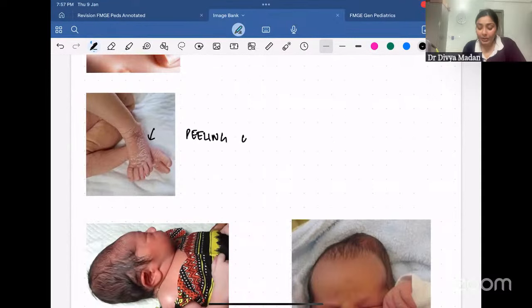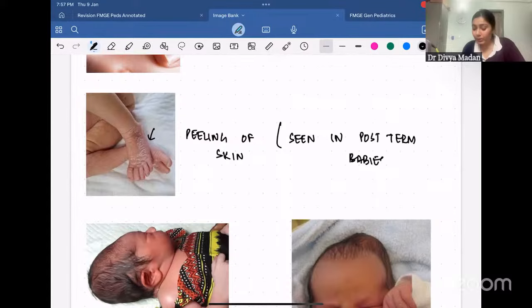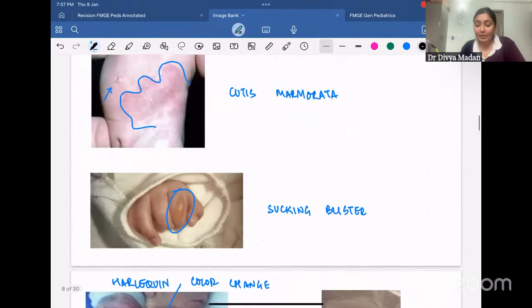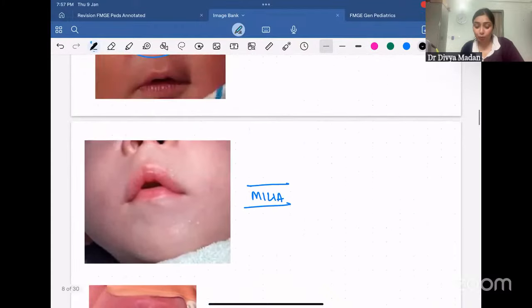Okay, right? This is a marker of a post-term baby. This is seen in post-term babies. Nothing to be done, just ensure that the baby stays moisturized. Virgin coconut oil could be applied. These are the post-term baby features. So these complete the benign conditions that are seen in newborns.